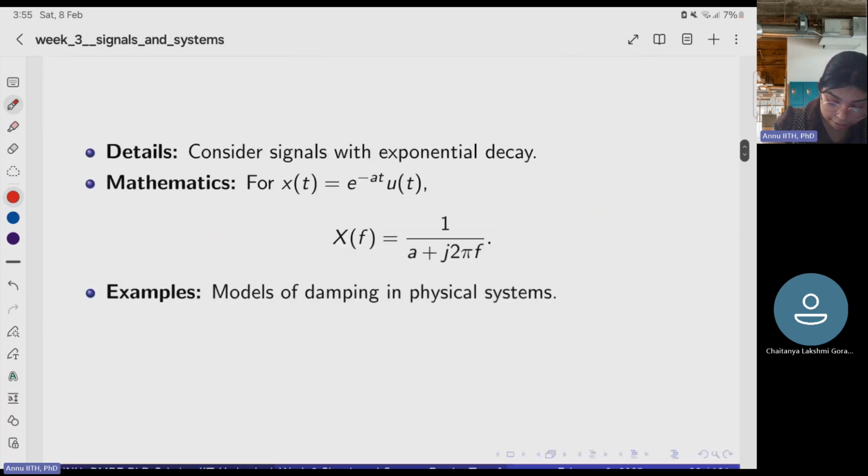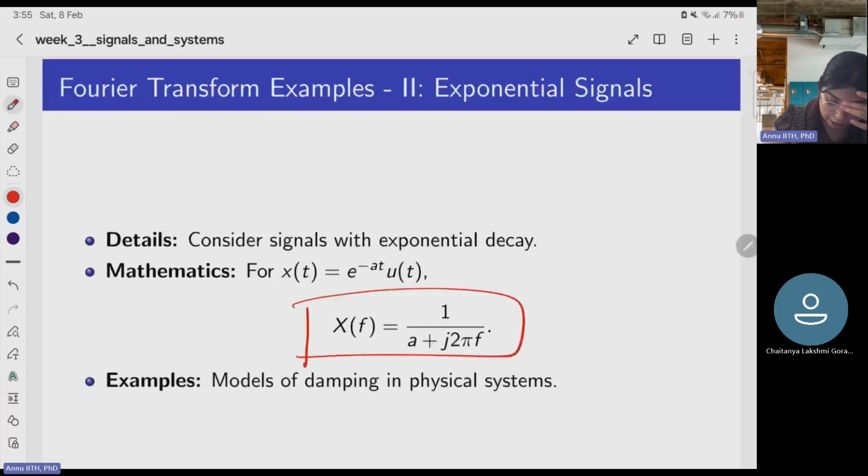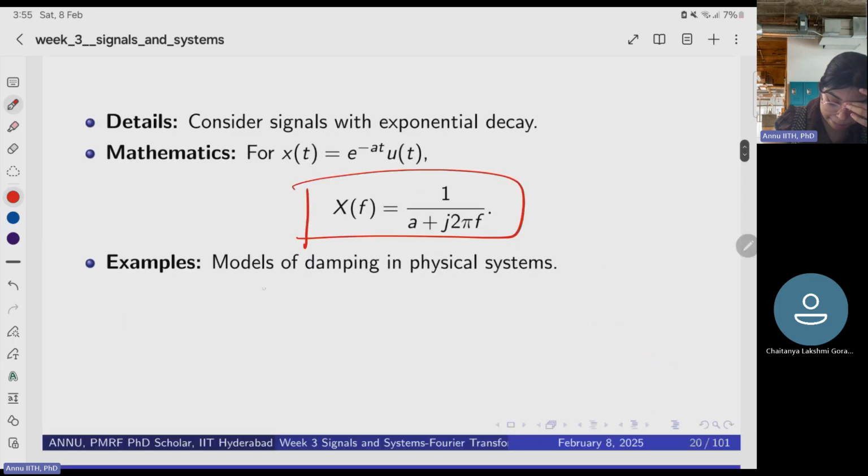Now, Fourier transform examples. You know all this already. It's 1 over a plus j omega. I created this particular slide because it models damping in physical systems. Damping in the sense that this a determines the damping factor.